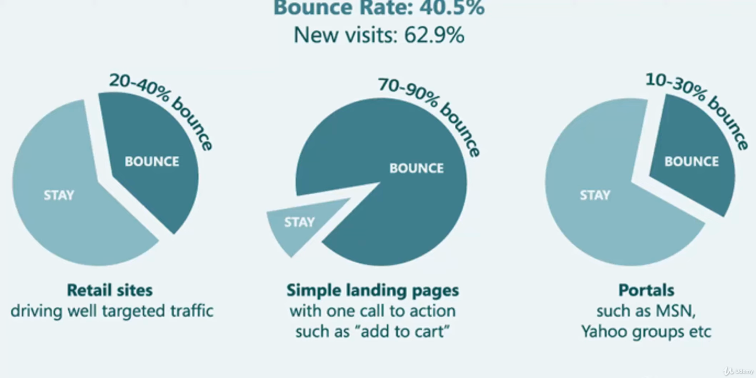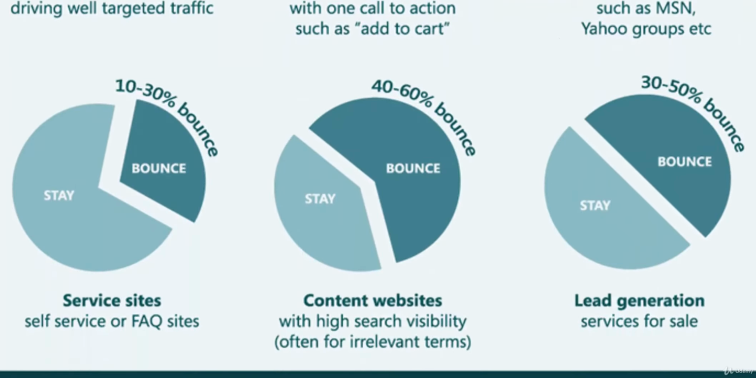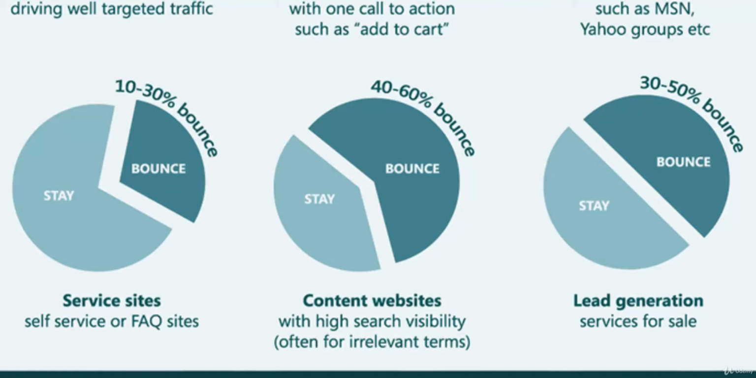Let's come to the important category, that is content websites. Blogs, news websites, magazine websites, all of these websites fall under the category content websites. These websites usually get high search engine visibility, often for irrelevant terms. So, their bounce rate often stays between 40 to 60%. If you target more relevant terms in search engine and if you can reduce your bounce rate below 40%, then there is a sure shot to get top 3 rankings in Google search page.